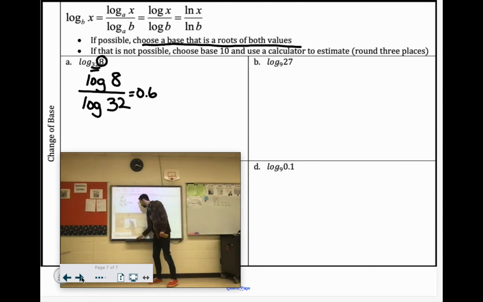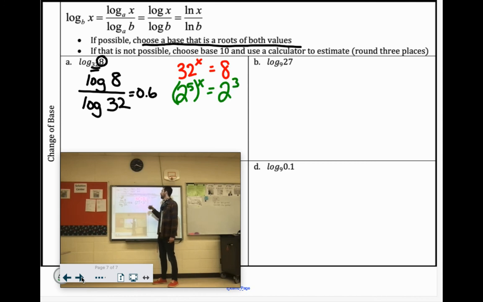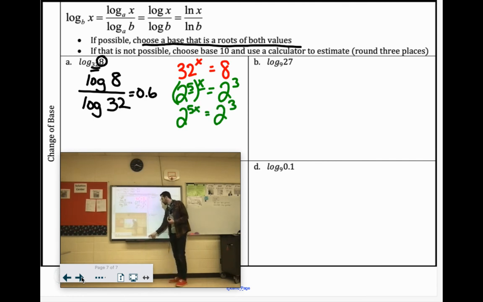So if we were to set up an equation here, and say 32 to the x power equals 8, both of these are 2 to the something power. 32 is 2 to the 5th power. 8 is 2 to the 3rd power. Now here, power to power you multiply, so 2 to the 5x equals 2 to the 3rd. Once you get that common base, we're just going to set up and solve an equation with the exponents.